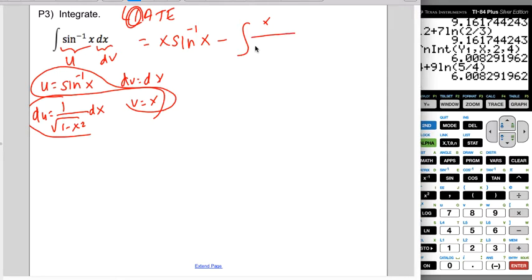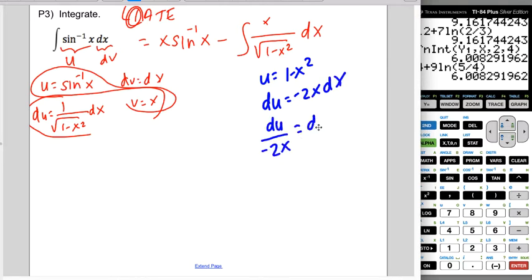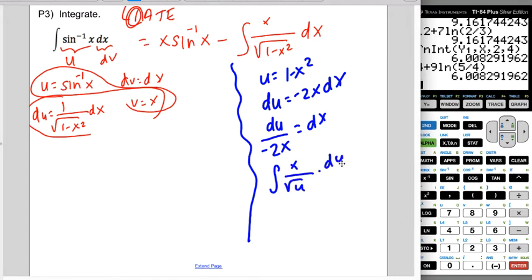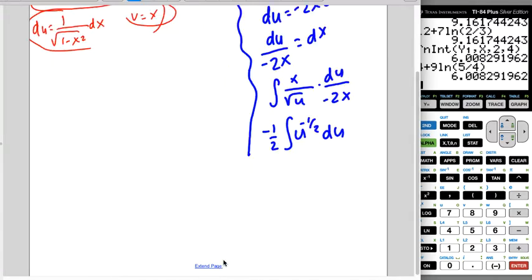Well, that's x over the square root of 1 minus x squared, and that works for u-sub, right? So if my u were 1 minus x squared, my du would be negative 2x dx, meaning I can cancel that x. So this chunk right here, there's a negative in front, but I'm not going to worry about that right now. So there's a minus sitting in front. But this integral ends up being x over root u times du over negative 2x. The x's cancel, so I get negative 1/2 the integral of u to the negative 1/2 du. So let's go ahead and clean that up a little.